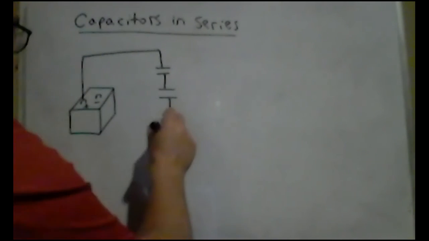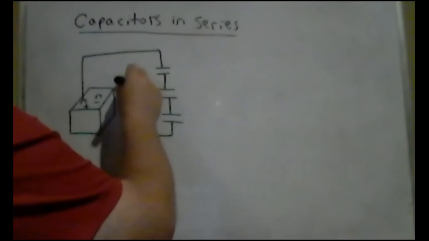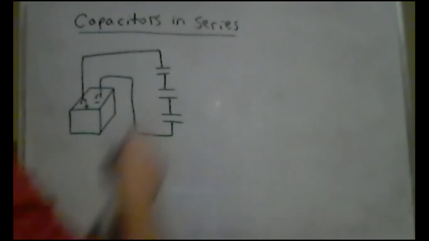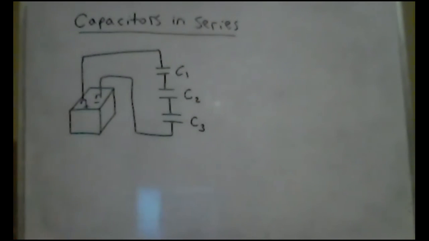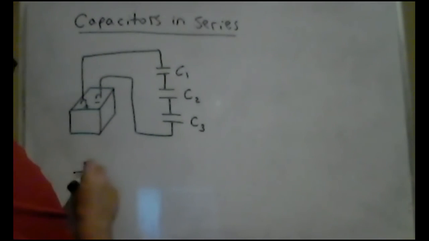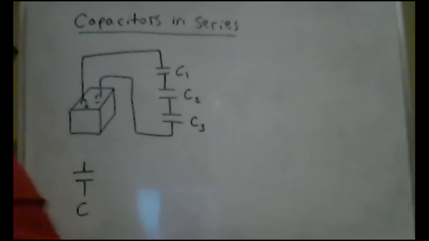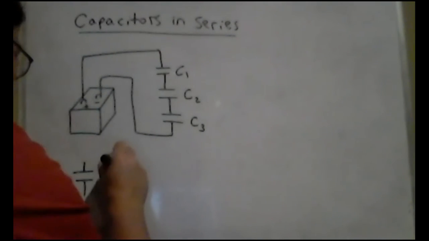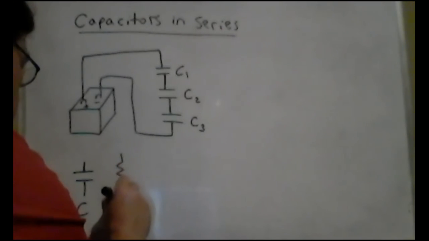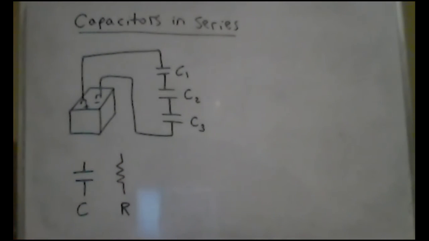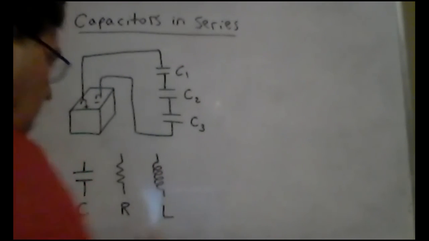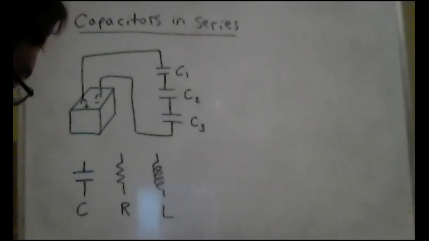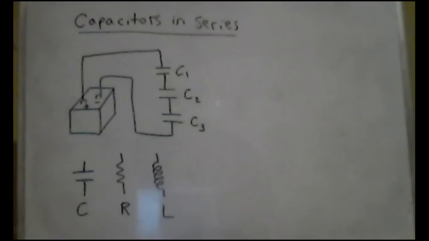All right, and then bring the wire back like so. I will call the capacitors C1, C2, C3. Now, this is the symbol for a capacitor. We'll find out later on that the symbol for a resistor looks like this. And the symbol for an inductor looks like a coil. Inductor is given by the letter L. So we'll talk about that when the time comes. But anyway, capacitor, resistor, inductor. Right now we're talking about capacitors.